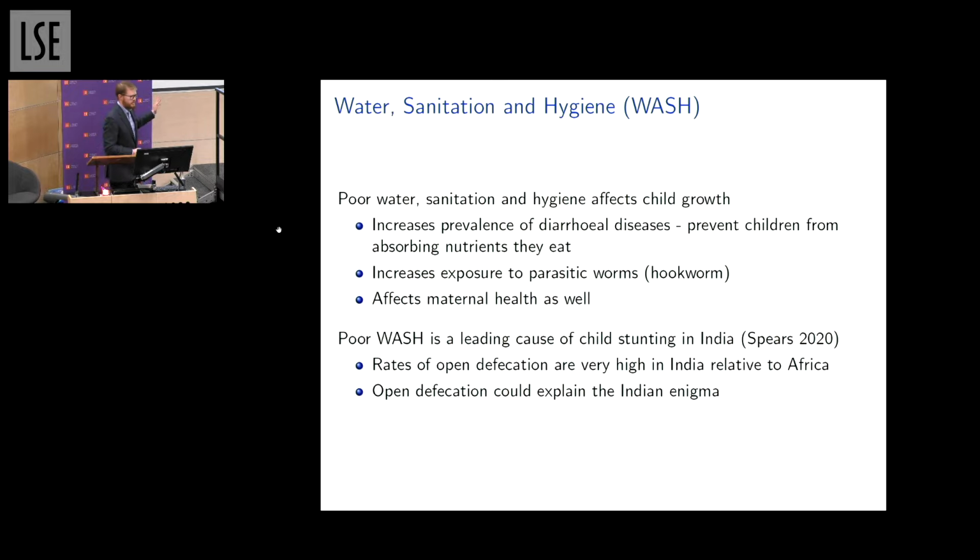And Spears has argued that poor WASH is the leading cause of child stunting in India. What he particularly focuses on is open defecation. So this is people pooing out in the open rather than pooing systematically in one place. Open defecation rates are very, very high in India relative to Africa. And Spears argues that this difference can explain the Indian enigma in itself.